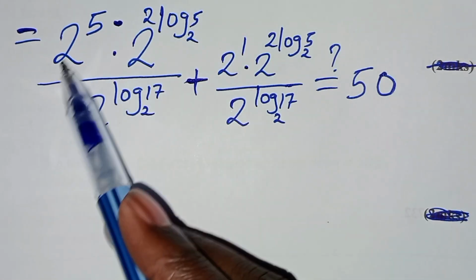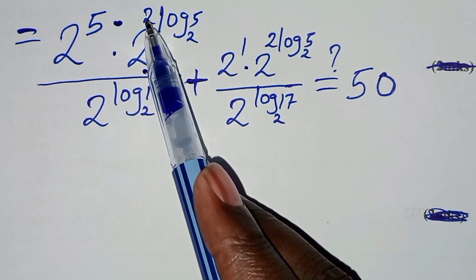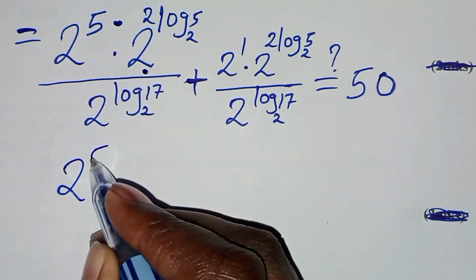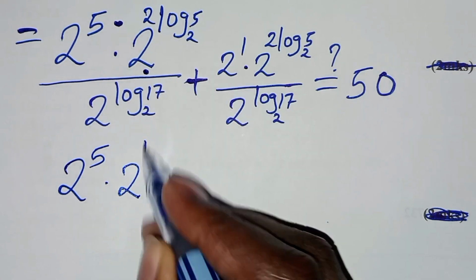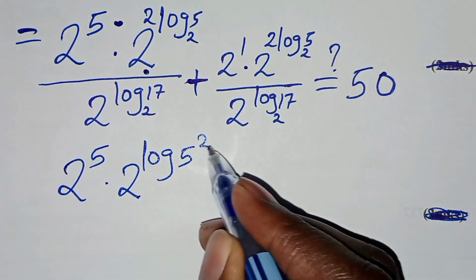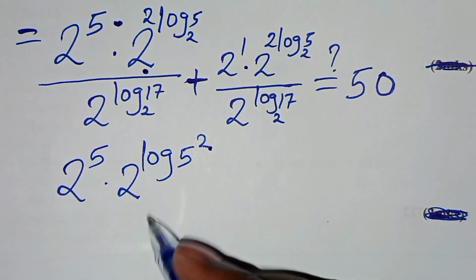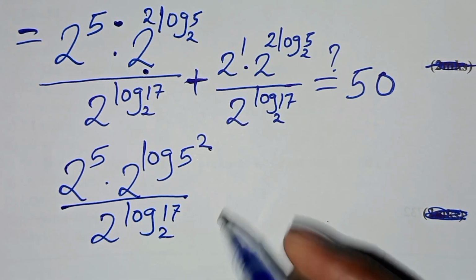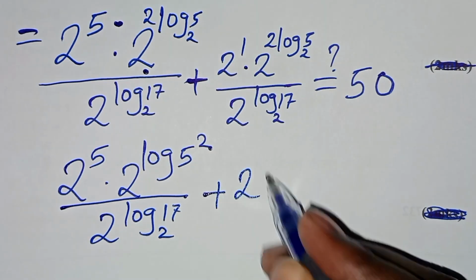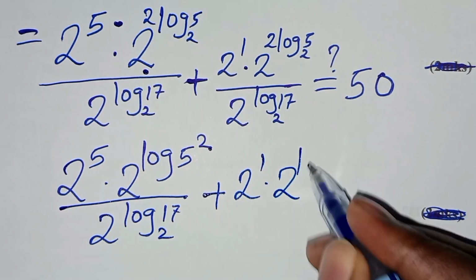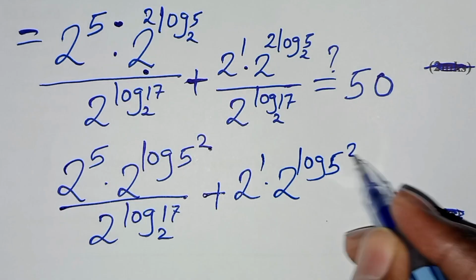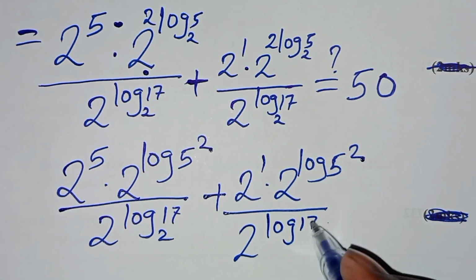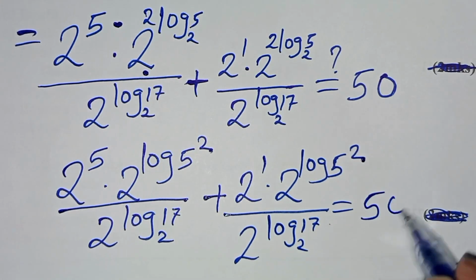Now here we have 2 to power 5 times 2 to power 2 log 5 to base 2, which we can express as 2 to power 5 multiplied by 2 to power log 5 squared to base 2, divided by 2 to power log 17 to base 2, plus 2 to power 1 times 2 to power log 5 squared to base 2, divided by 2 to power log 17 to base 2. This should give us a value of 50.